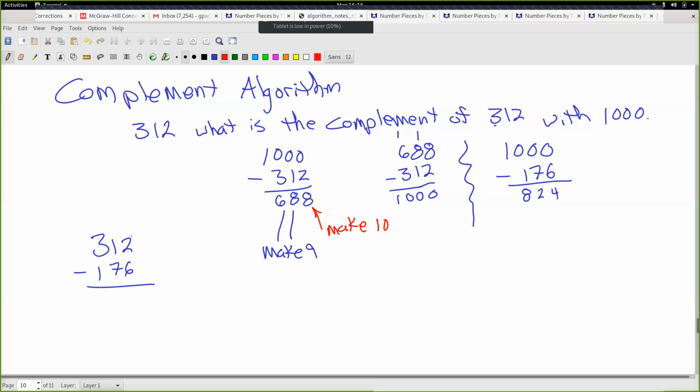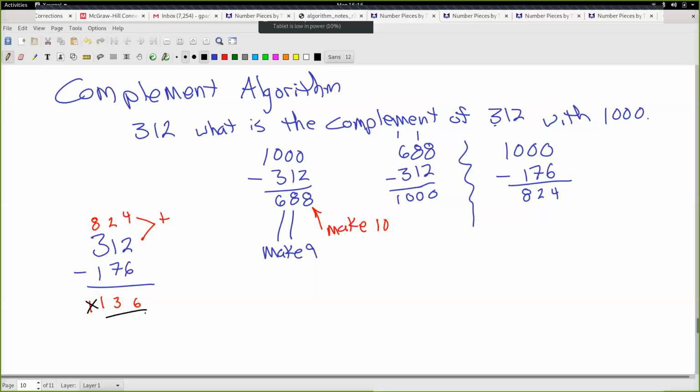what do I need to make a 10? I would need a 4. And then what do I need to make 7 into a 9? That would be a 2. And what do I need to make 1 into a 9? That would be an 8. Then I add the two top numbers together. 4 plus 2 is 6. 2 plus 1 is 3. 8 plus 3 is 11. But then I just get rid of that extra 1,000 right there, and what's left is my answer.